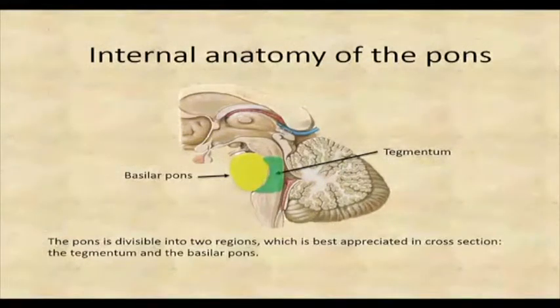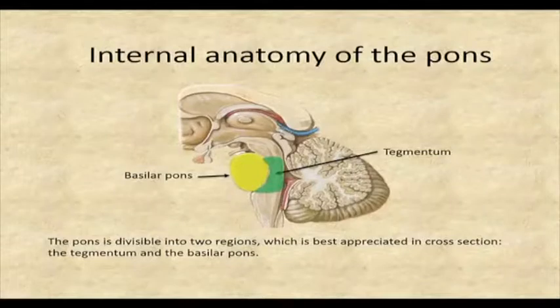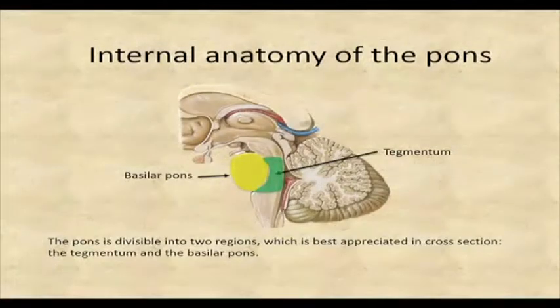The tegmentum has a bunch of nuclei all squeezed in there in different fiber tracts, but unfortunately, we're going to have to do both. So when you hear the word tegmentum, it's referring to an anatomic region, and this tegmentum is in both the pons and the midbrain, but the midbrain also has another structure called the tectum.